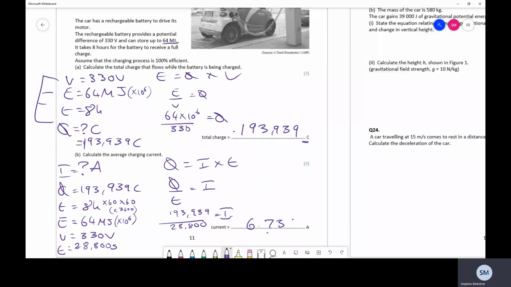193,939 over 28,800. Yes. Now, they're being cruel to us here in that they're giving us weird numbers to use, okay? Double check your work at the end of it to make sure that you haven't been fooled. Don't let the little hobbits win.